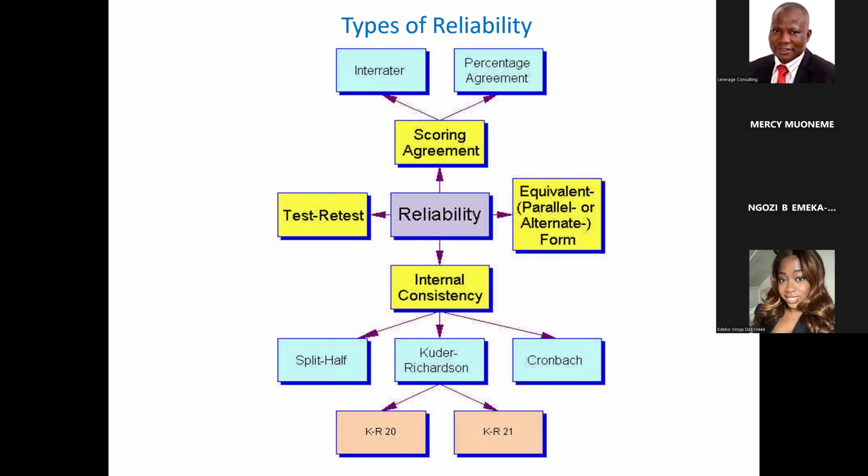These are the measures of reliability: scoring agreement, test-retest, equivalent or parallel, internal consistency. So when they say agreement, you have inter-rater and also percentage agreement.